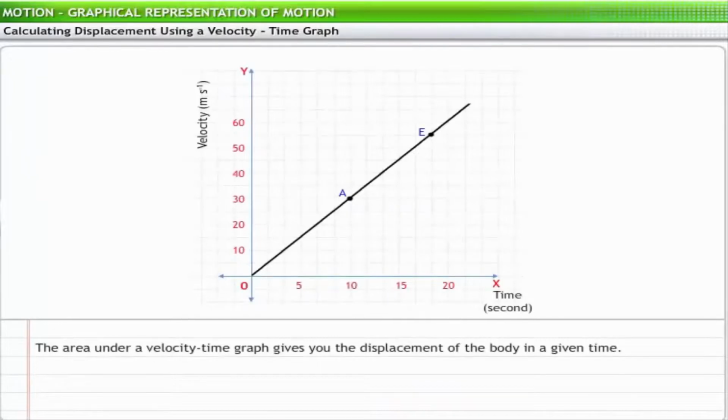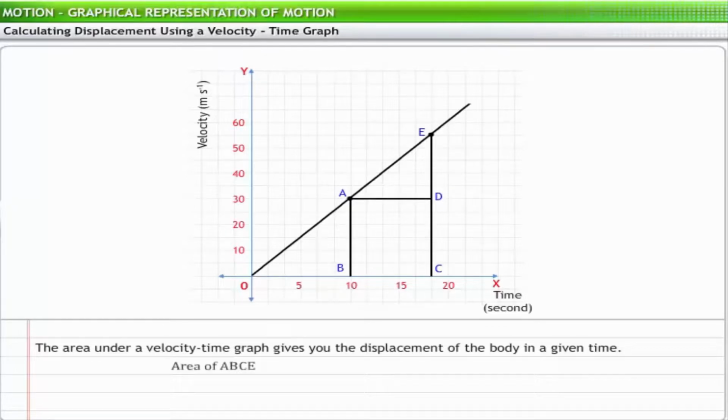Similarly, you can also determine the displacement of a body moving with uniform acceleration. Consider the velocity time graph. To determine the displacement of the body between points A and E, from both points A and E, draw two lines parallel to the y-axis, intersecting the x-axis at points B and C respectively. From point A, draw a line parallel to the x-axis to intersect the line CE at D.